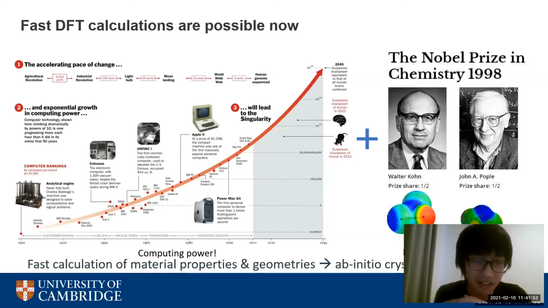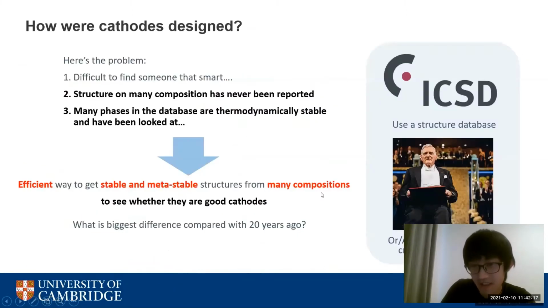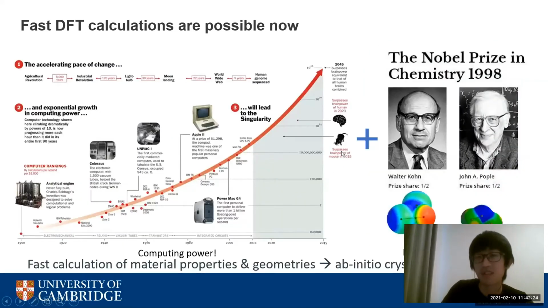So this is an electronic structure discussion group. I guess here everyone would agree with the following statement: fast calculation of materials properties and geometry optimizations is possible, actually kind of routine today. This enables us to do ab initio crystal structure prediction, which is essentially exactly what we want. It's an efficient way to get stable and metastable structures from a lot of compositions.